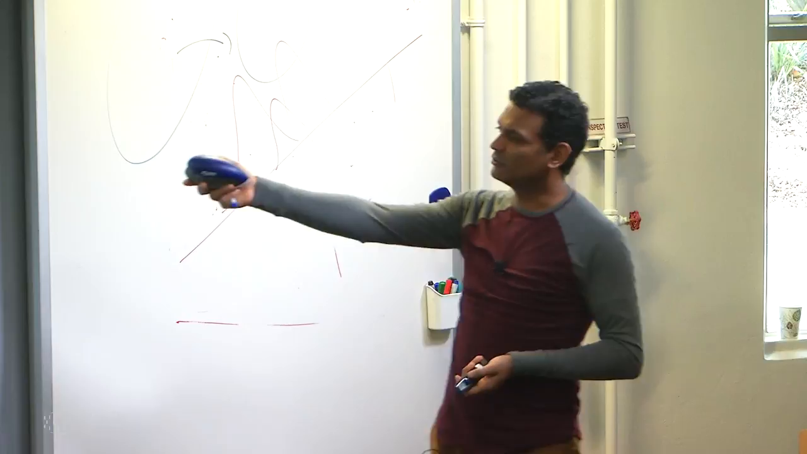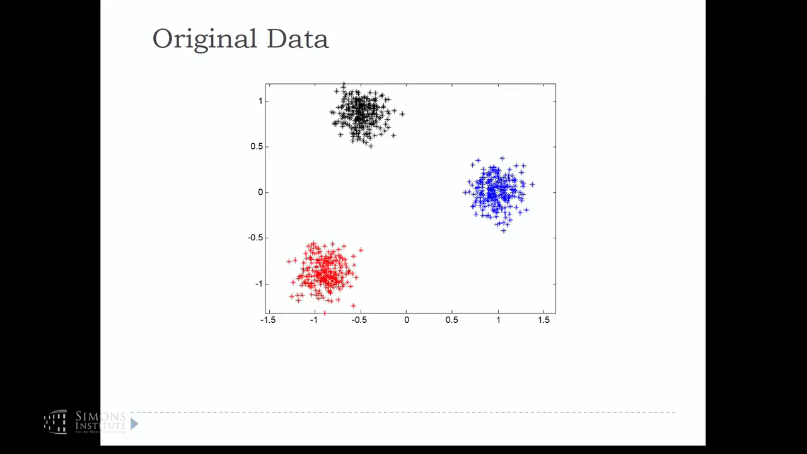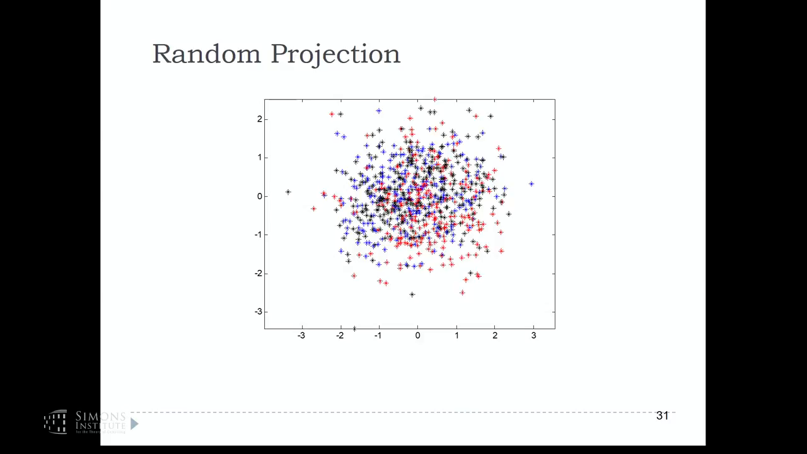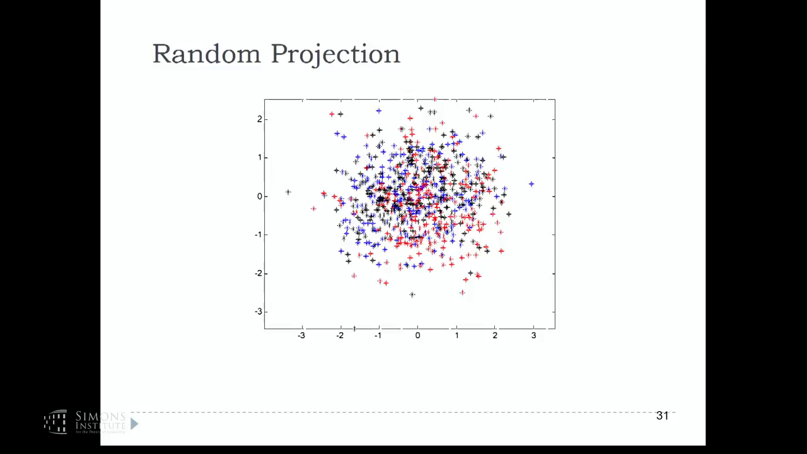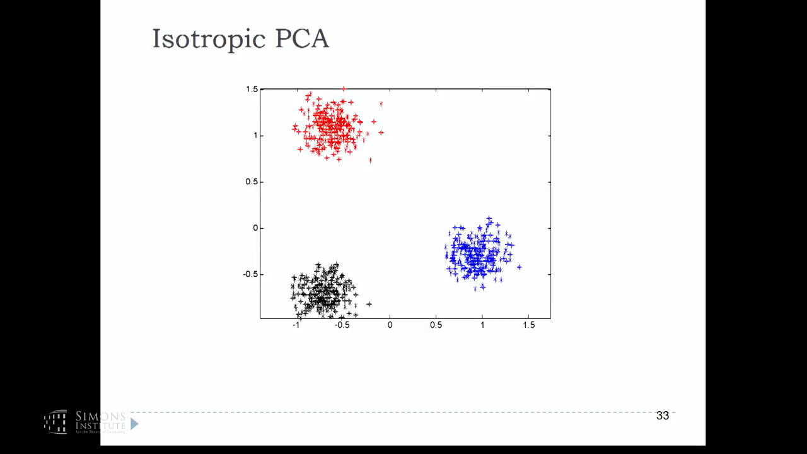So to show you, these are mixtures of Gaussians, the experiments you can trust. You can generate Gaussians and trust them. So here's the original data. It's in 40 dimensions, but I'm showing you the two dimensions in which the means were separated. But of course, the algorithm doesn't know that. And so if you do a random projection, of course, everything gets combined. If I do a principal component analysis, no better. I mean, it looks maybe worse. And then if you do this isotropic PCA, it'll pull them apart.